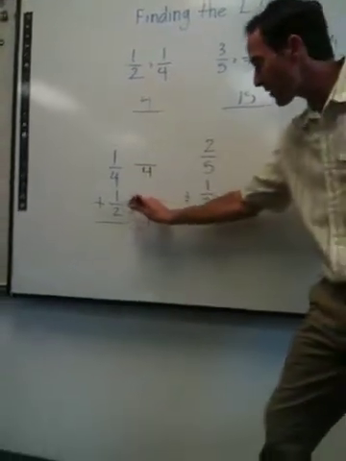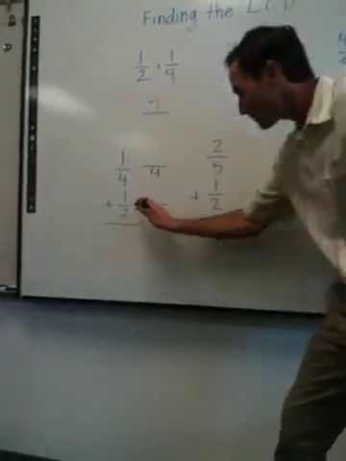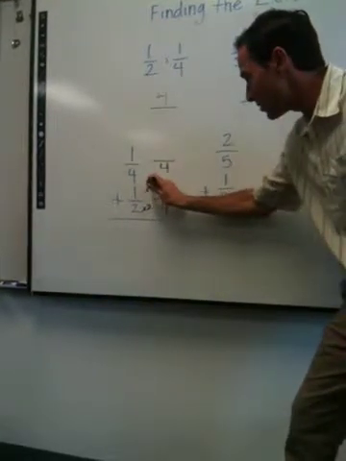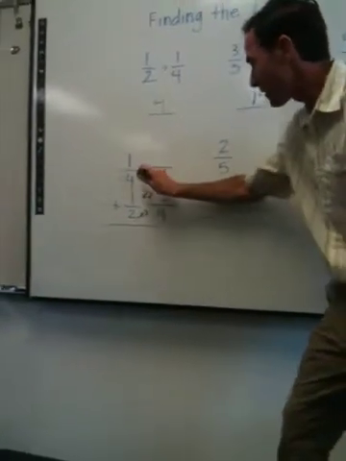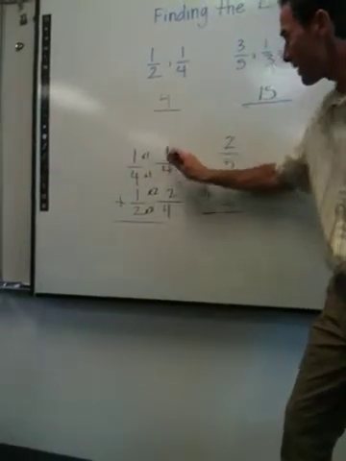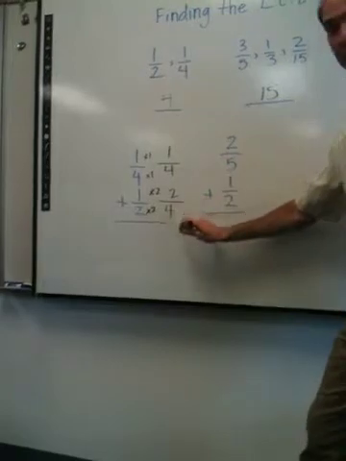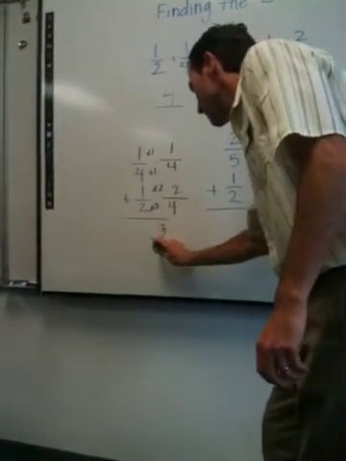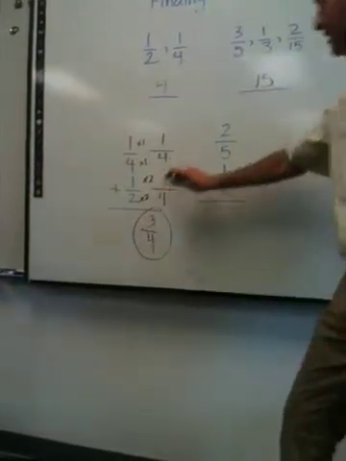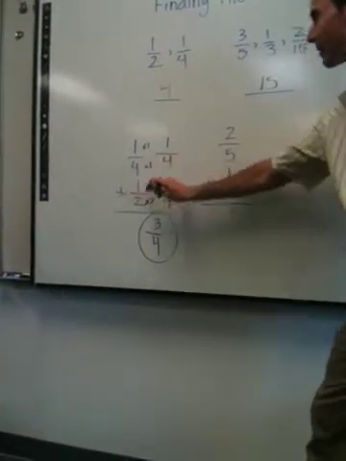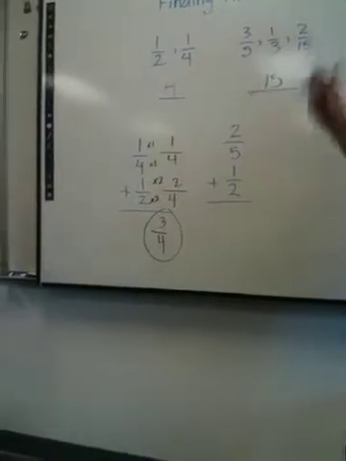Next step is we've got to figure out what our numerator is going to be. So 2 is multiplied by 2 to get 4, so we do that to the numerator, and we get 2. 4 times 1 is 4, so 1 times 1 is 1. Now we can add 1/4 and 2/4, and we get what, everyone? 3/4. Okay, so you see, before we can get here to adding fractions or subtracting fractions with different denominators, we have to be able to find the LCD.